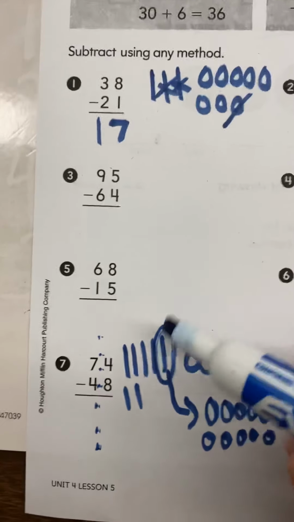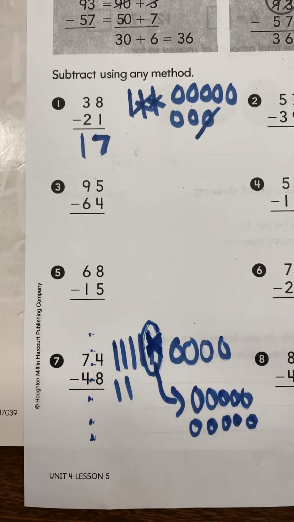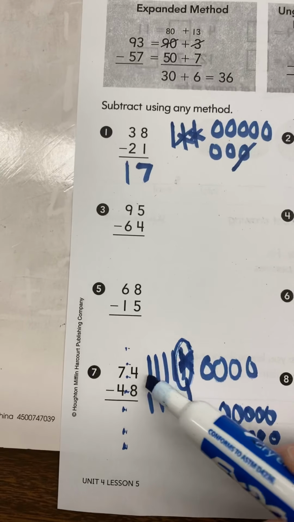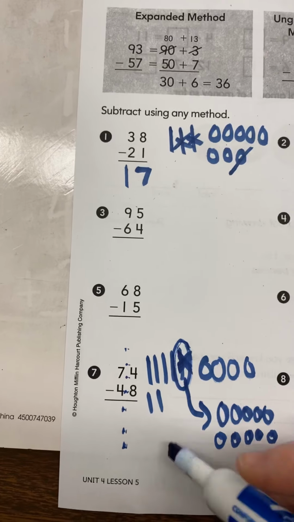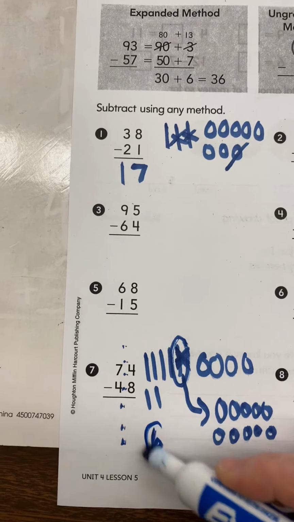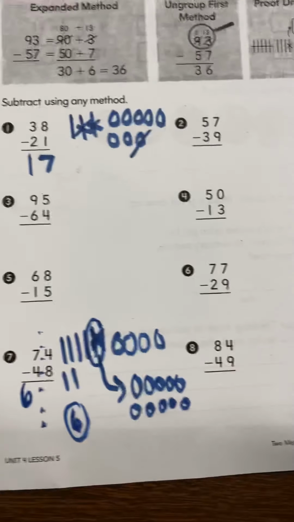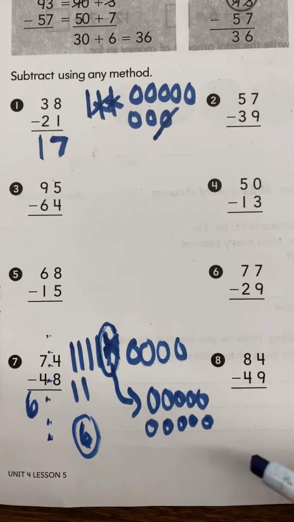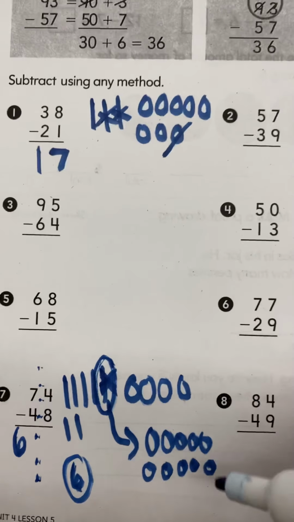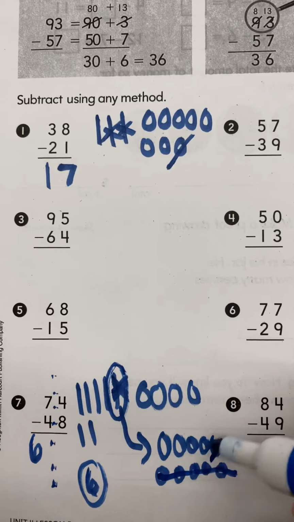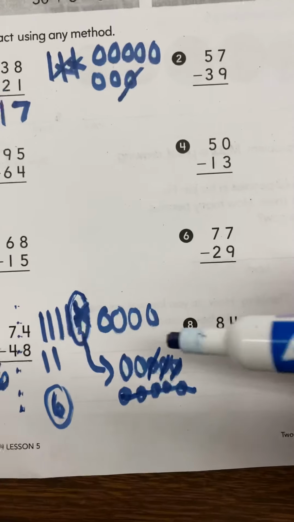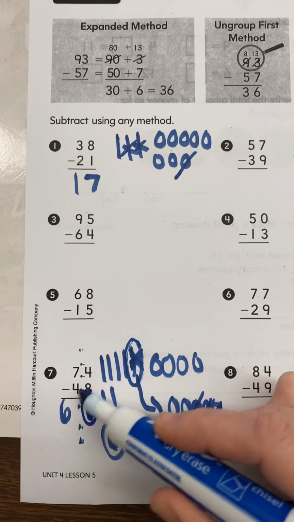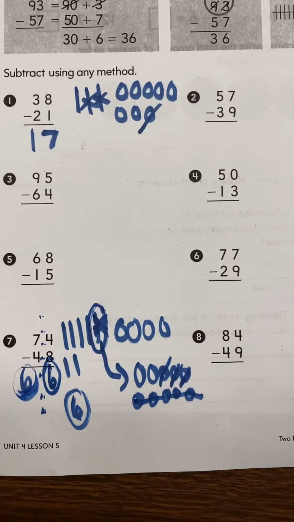Now, I have to make sure I cross that out and remember that that 10 stick is now gone. All right, 1, 2, 3. So I'm left with 6 tens. So now I know that I'm left with the 6 tens. And now I can subtract 8 of these 10 ones. So if I take 5, 6, 7, 8. So now I see that I'm left with 4, 5, 6. So I see that I'm left with 6 ones and 6 tens.